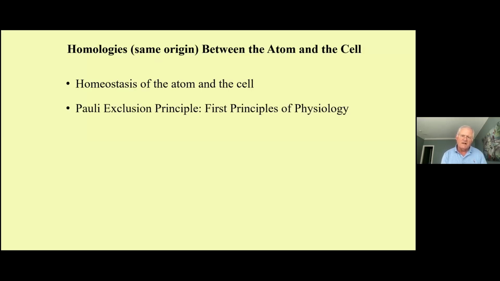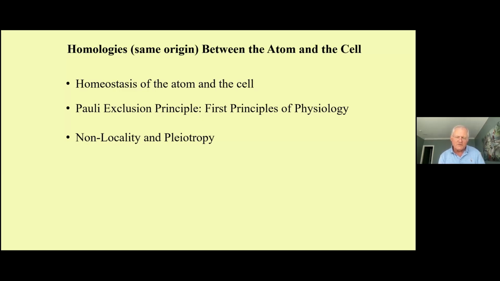In the case of the Pauli exclusion principle, it's homologous with the first principles of physiology. For the Pauli exclusion principle, there are 4 determinants of electron spin. No 2 electrons can have the same spin in an atom. The first 3 principles in the Pauli exclusion principle are deterministic. The 4th is time-based and probabilistic.